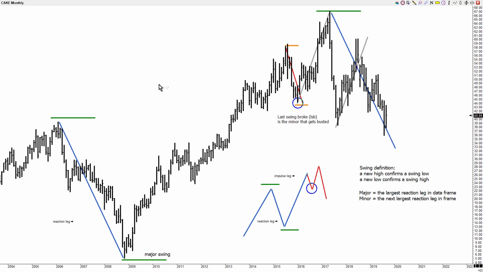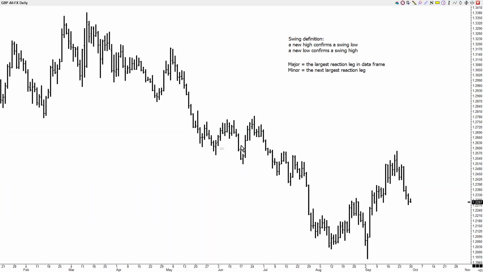Okay, now let's switch over to a chart we can follow live. We'll switch over to one of my currency charts. Going to be looking at a daily pound, and we just start with the simple definition. Start with mapping and structuring your swing. Look for the major. It's going to be the largest reaction leg. So you just copy that length. It's bigger than that one, bigger than that one, bigger, and it's right about there right now at its projection. This is a live chart.